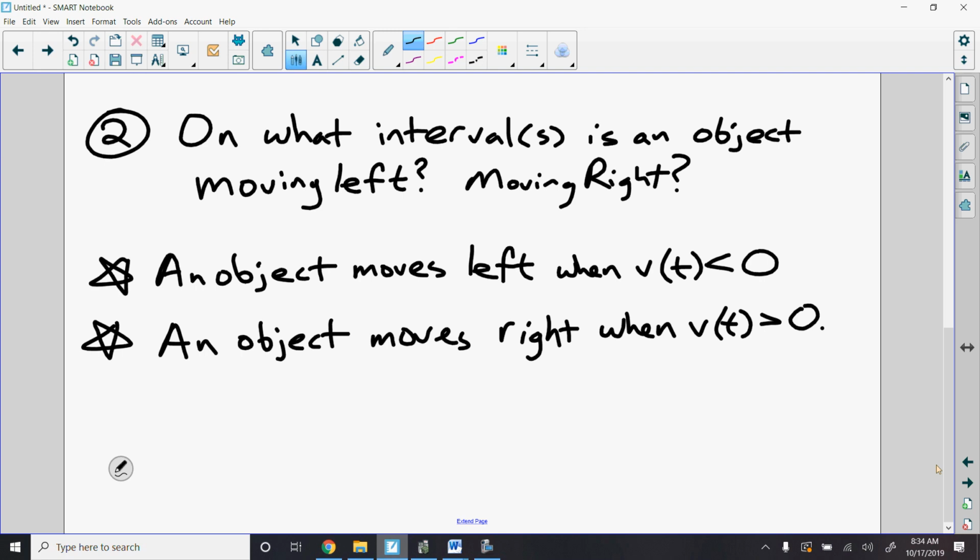If they give you a different context, just try and figure out which one is the positive direction, which one is the negative direction. But usually they're left and right. Left is always negative, right is always positive. For example, let's say this.